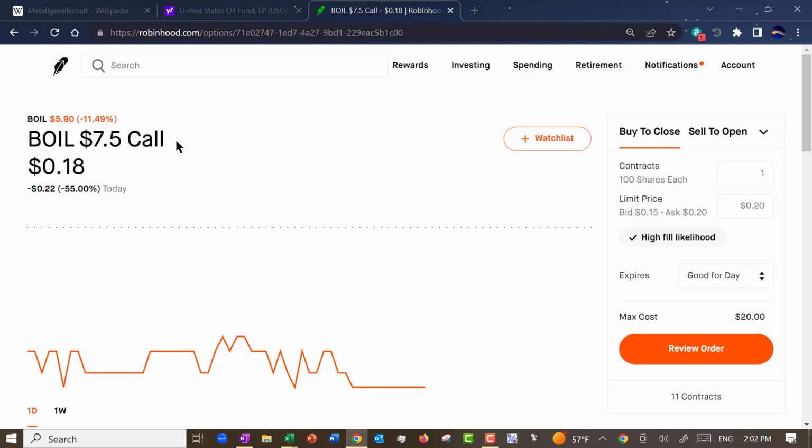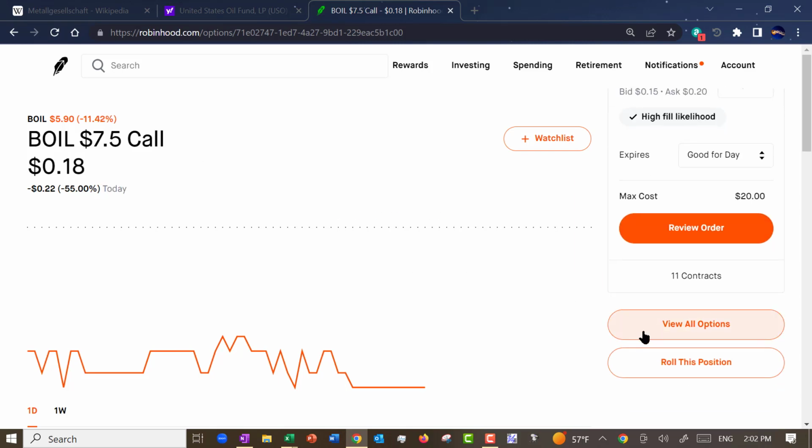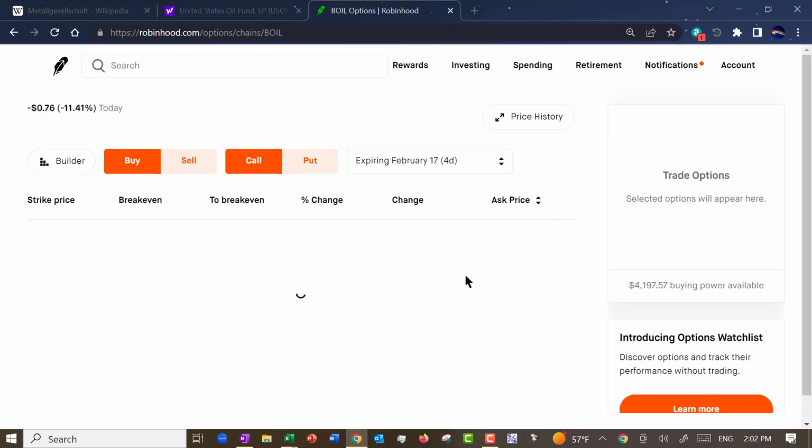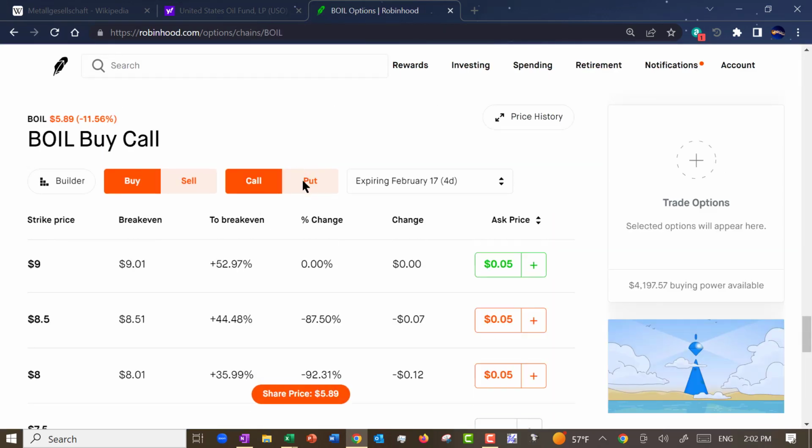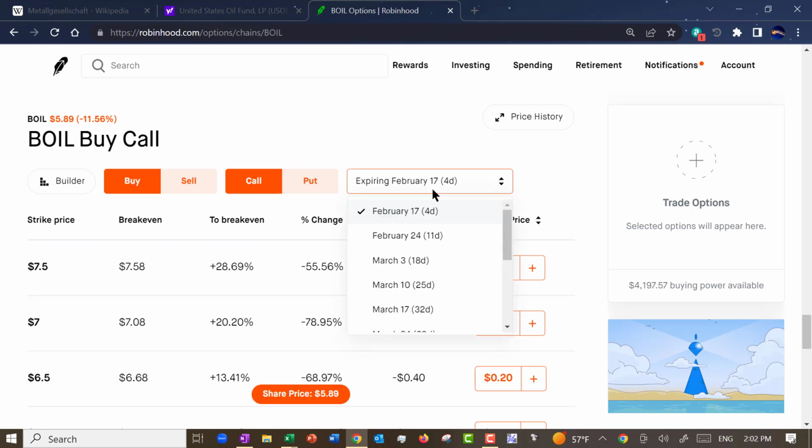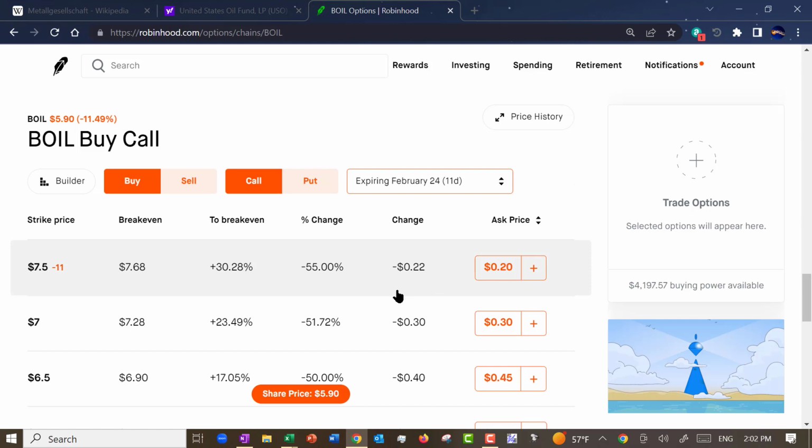Alternatively, in order to collect more premium, I could have sold at a strike above 7. I mean, currently, if you were establishing this position right now, you would buy it at $5.90. Let's do February 24th. You would get 20 cents option premium on 7.5, but on 7 you would get 30. On 6.5 you would get 45. So there's kind of a trade-off in between.